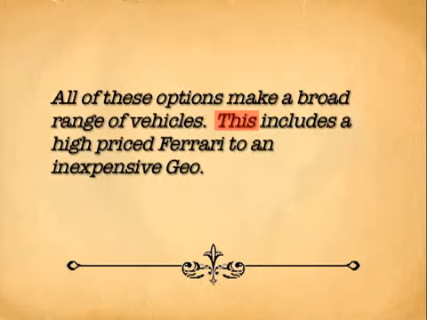Okay, here we're not quite sure what all of these options are. However, it's safe to assume that this was made clear in the preceding sentences. Our more problematic issue is the word "this." This includes a high-priced Ferrari to an inexpensive Geo.